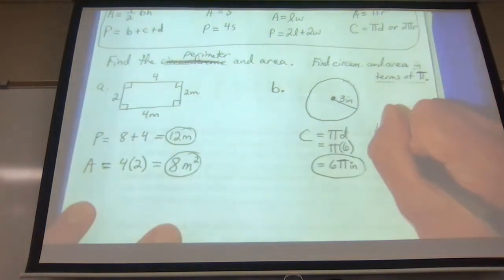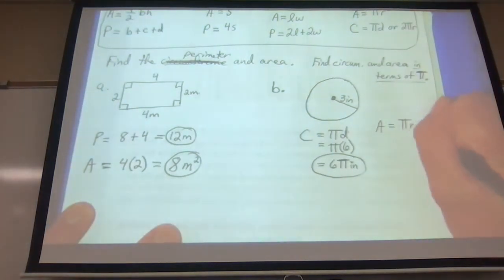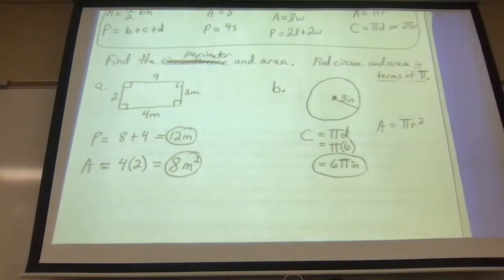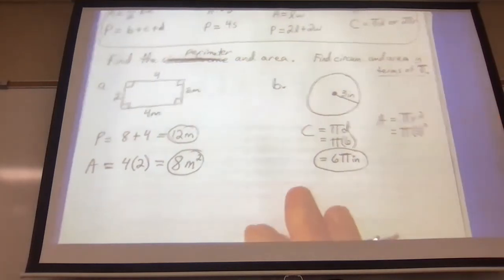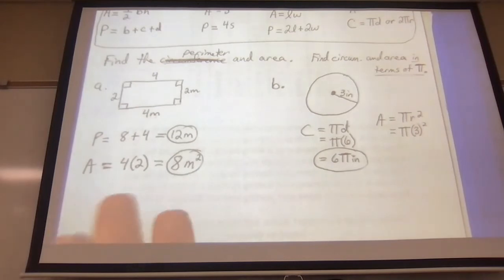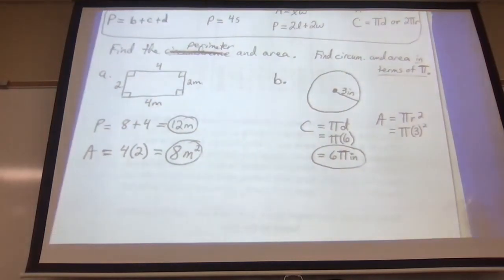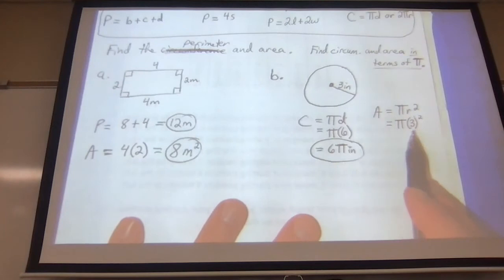Let's do the same thing with area. Area is pi times radius squared. Again, we're going to leave pi in here. The radius is 3. And we're going to square that. And then if you go back to your order of operations, do we take pi times 3 first or 3 squared first?